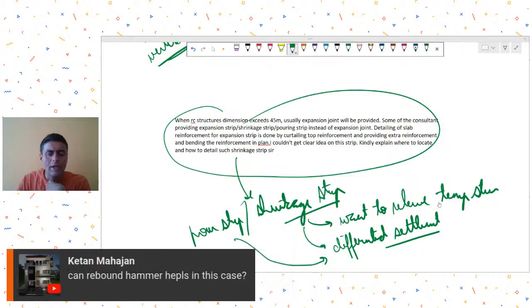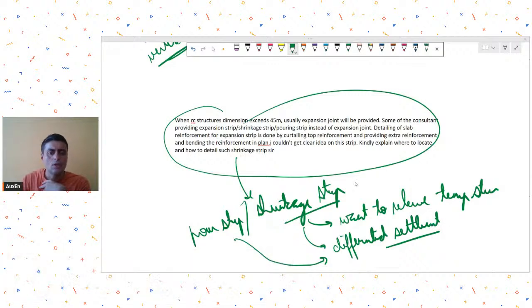But overall, rebound hammer is not a very good test. Rebound hammer is not a good test even for concrete. All right. Rebound hammer is just a test for lay persons. It's a good test to conduct. But for technical people like us, I don't see rebound hammer being a useful test. Okay. So even for concrete, I don't recommend using rebound hammers.